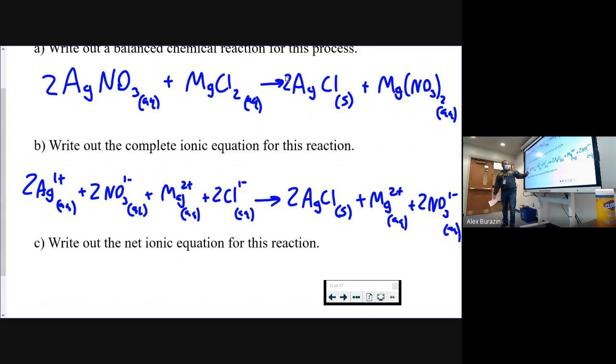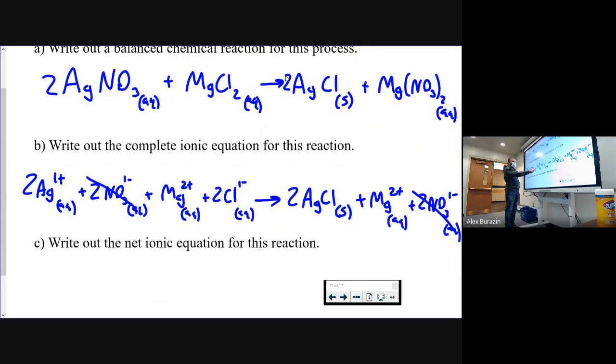Nitrate went from nitrate to nitrate. It didn't do anything. This is what we call a spectator ion. What's a spectator? Somebody's just watching. You went to the football game and you were a spectator. You sat in the stand and you watched. Did you play football? No, you were doing nothing. You were watching. That's the same thing here. These are spectator ions. They didn't do anything. They were there, but they didn't do any chemistry, so we don't care about them.